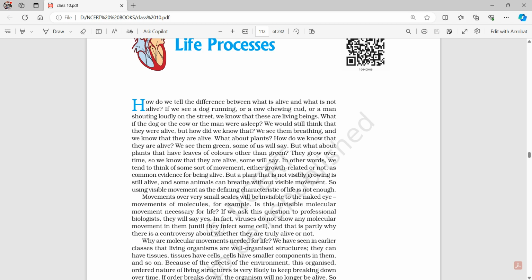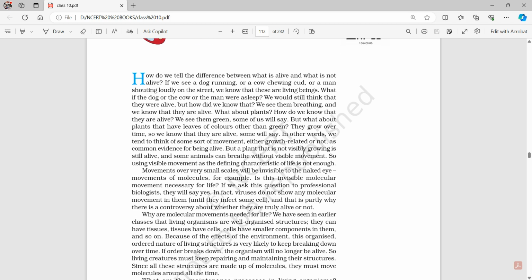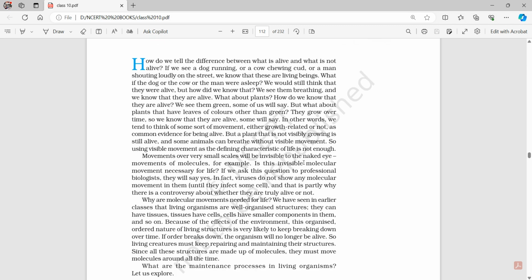In other words, we tend to think of some sort of movement, either growth related or not, as common evidence for being alive. But a plant that is not visibly growing is still alive, and some animals can breathe without visible movement. So, using visible movement as the defining characteristic of life is not enough. Movements over very small scales will be invisible to the naked eye. Movements of molecules, for example.